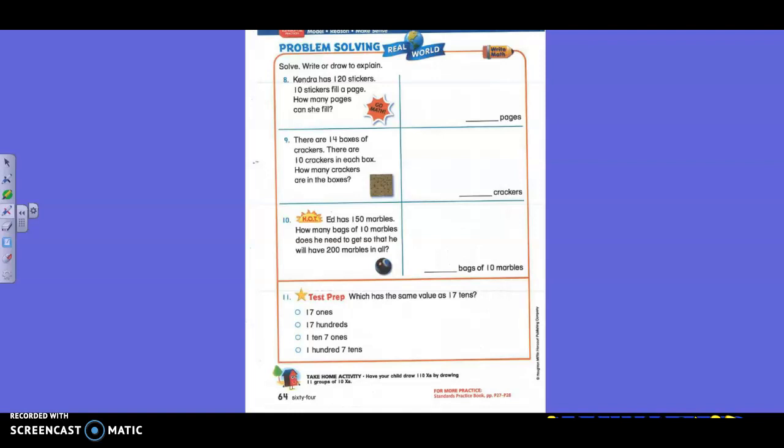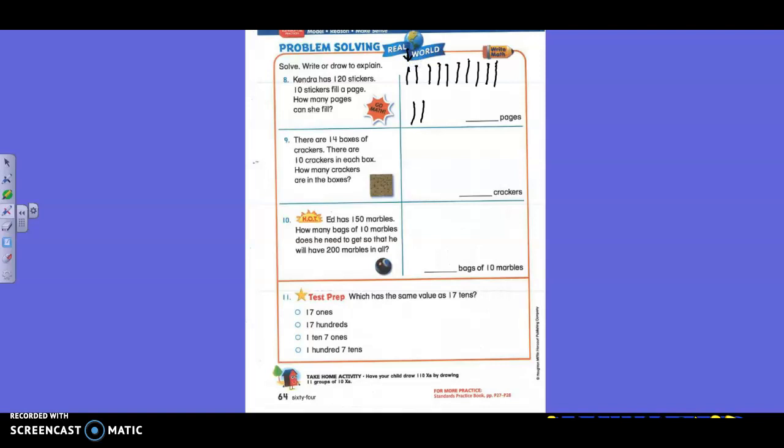Okay, 120 stickers. Let's draw a picture for it, okay? So let's just go 10, 20, 30, 40, 50, 60, 70, 80, 90, 100, 110, 120. Okay, now it says 10 stickers fill a page. So just one of these fill one page.